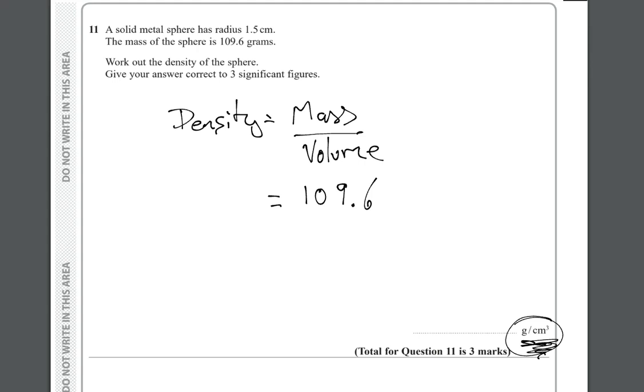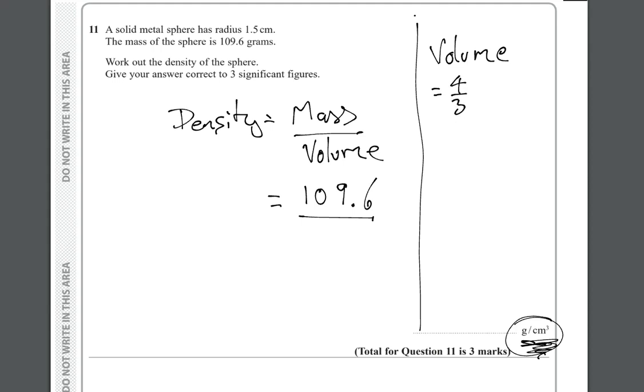So that's 109.6, we're wanting it in grams, so it's in the right units, divided by the volume. Oh, we don't know the volume yet, but we do know the formula for the volume. So let's just hold that thought. Over here, go the volume. We can remember it was 4/3 of a sphere, 4/3 times pi times r cubed. So it's 4/3 times pi, which I've got on my calculator, times 1.5 cubed.